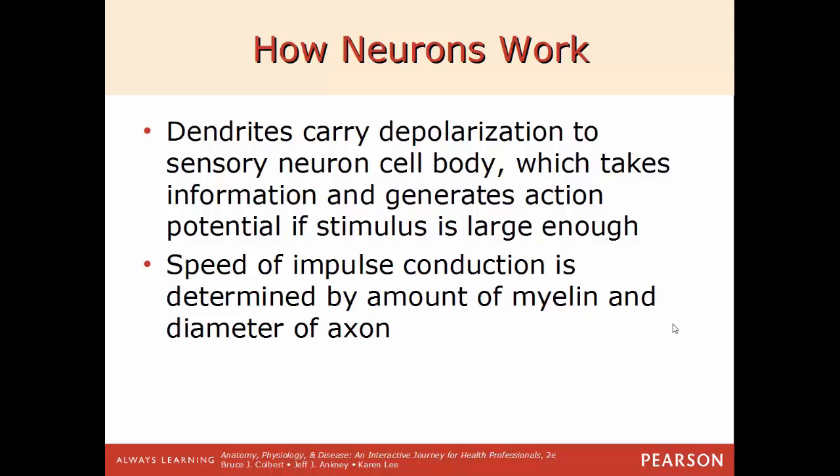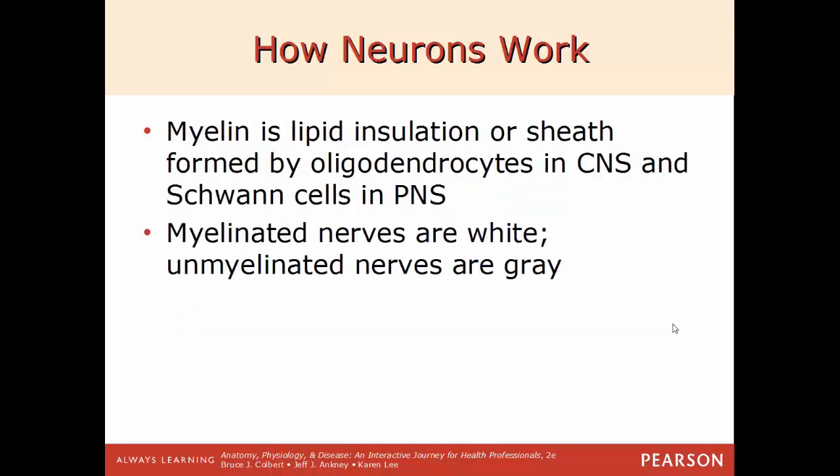Now the speed of the impulse conduction is determined by the diameter of the axon and also the presence of myelin. Now myelin is a special kind of lipoprotein that acts as an insulator that wraps around the axons. It's found both in the central nervous system and the peripheral nervous system. And the nerves that are covered with myelin are white in color.